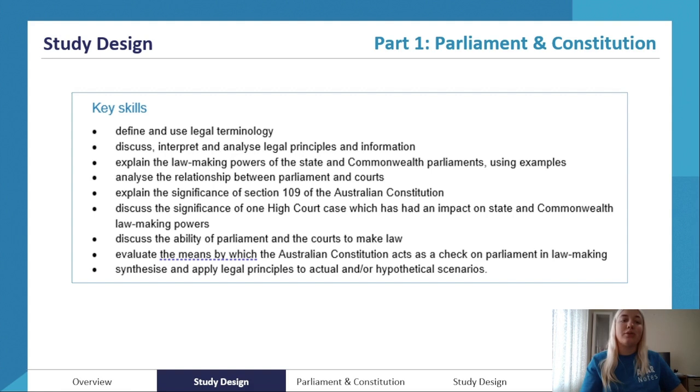So the key skills basically show what type of questions you might get for this area of study. You need to be able to define and use legal terminology. That's always the case. So providing definitions, discuss, interpret, and analyze legal principles and information. This is where you might be presented with fake scenarios and things like that, or articles, and you need to be able to use stimulus material to answer questions and incorporate information from the stimulus material into your responses to get those full marks.